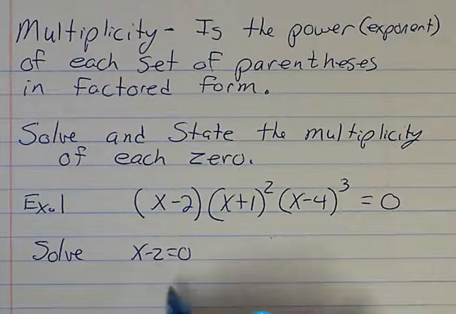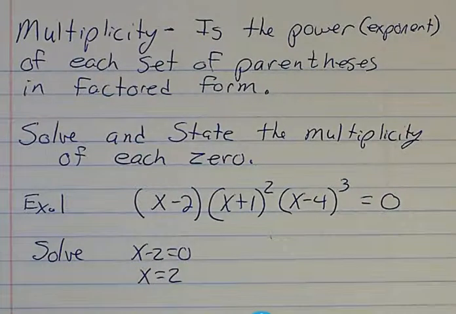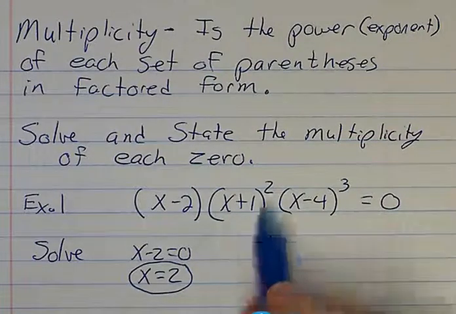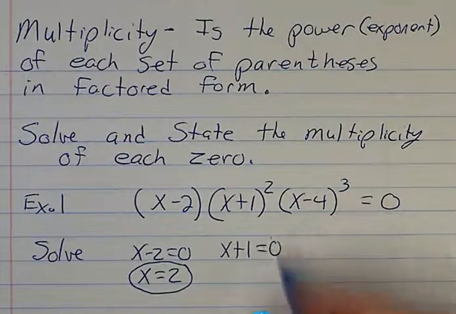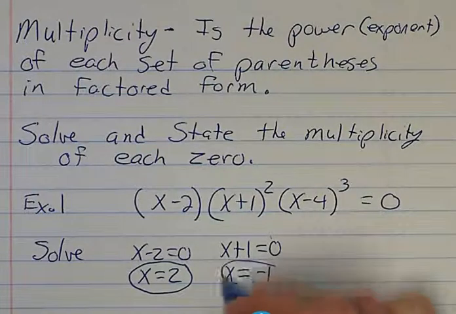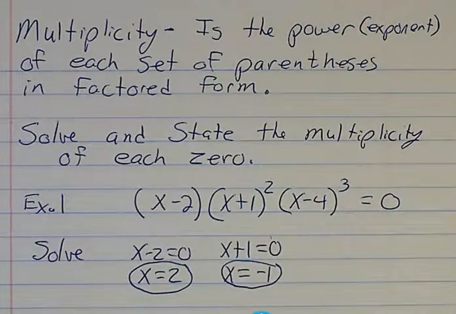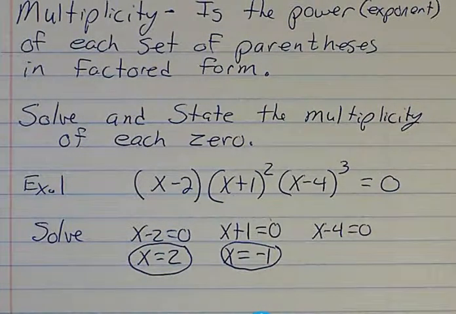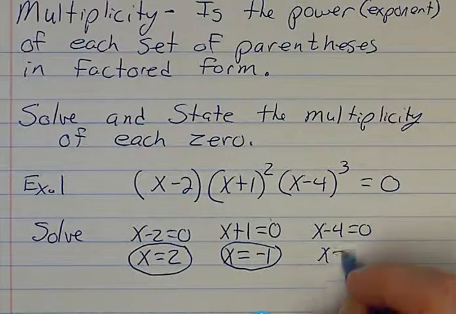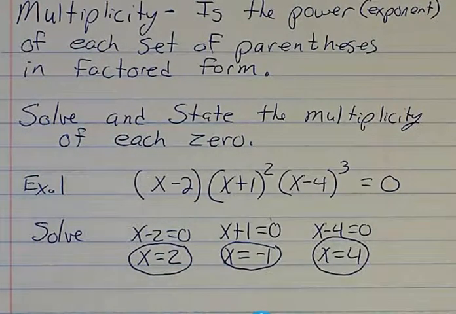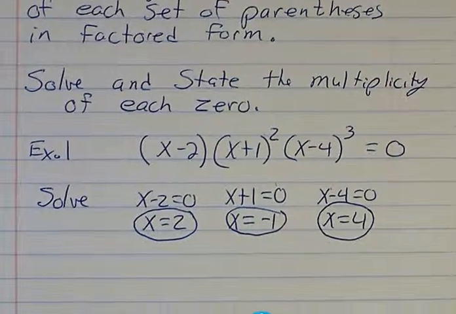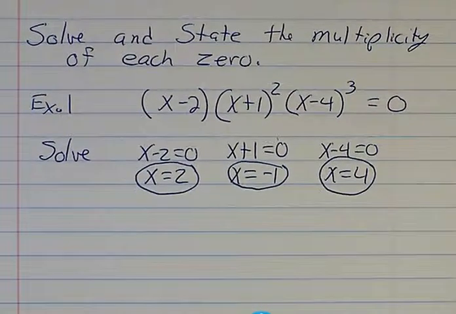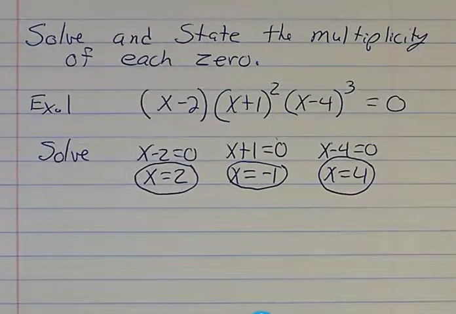For that one, we'll add 2 to both sides. So x is 2. So there's one solution. We've got x plus 1 squared, so we'll take the x plus 1, set that equal to 0. Subtract 1 from both sides, and we've got x equals negative 1. And same thing with the x minus 4. We'll take the x minus 4 equal to 0. And for that one, we'll add 4 to both sides. So we've got x equals 4. Okay, so there's the solving part.